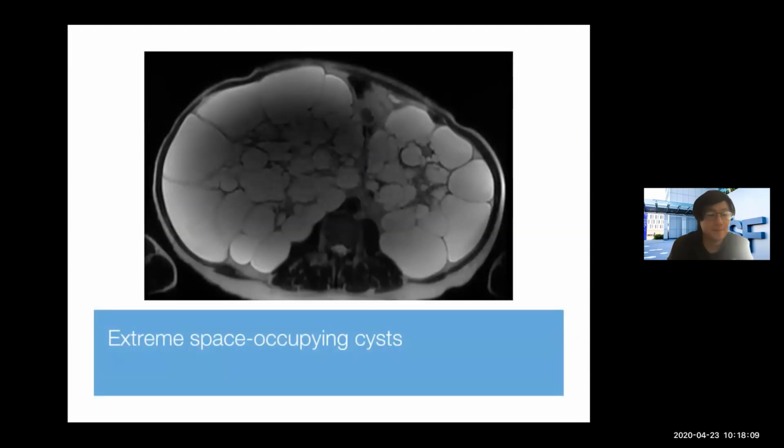Sometimes the imaging can be truly dramatic, and it's hard to imagine how these patients are not more symptomatic than they are. In this case, you can see a tremendous bilateral cystic disease, and their abdominal organs in the upper abdomen are basically squeezed down into this little triangle. Amazing that this doesn't cause more symptoms than it does.